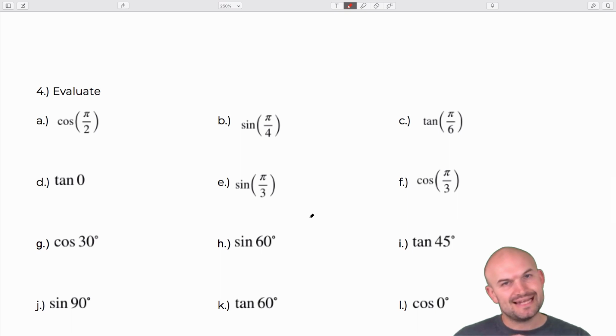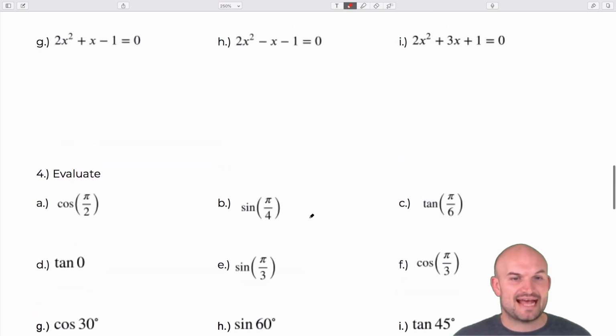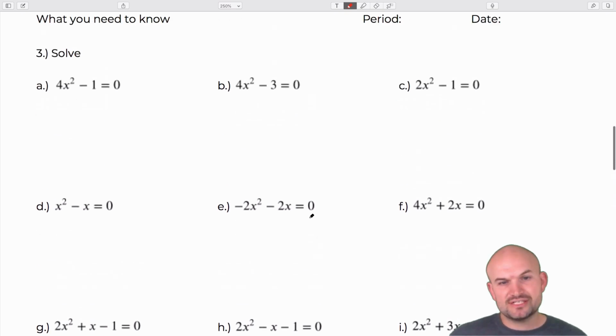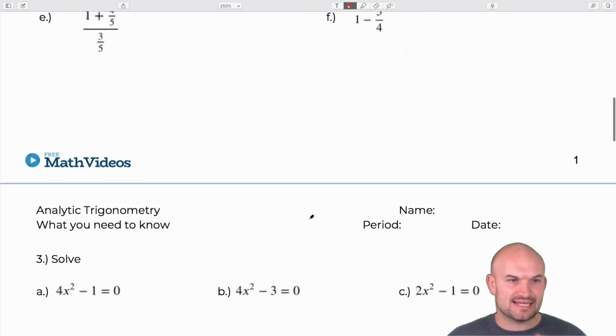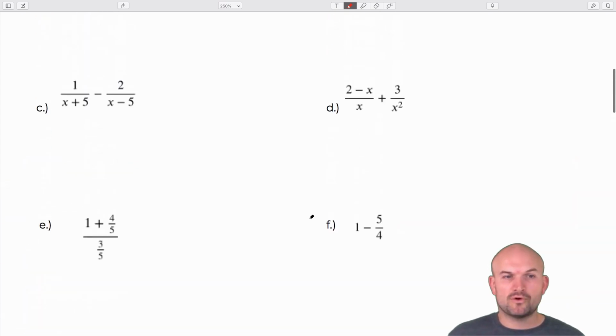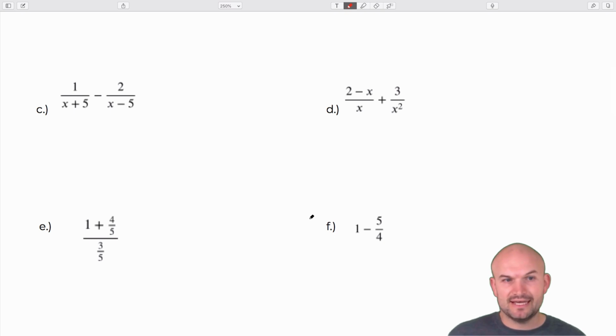So again, this is not a complete list of everything you should know before getting into analytic trigonometry, but just some common types of problems that I think going through this worksheet is going to give you a good foundation and help prepare you for the types of problems that you are going to see in this unit. So let's go ahead and get started.